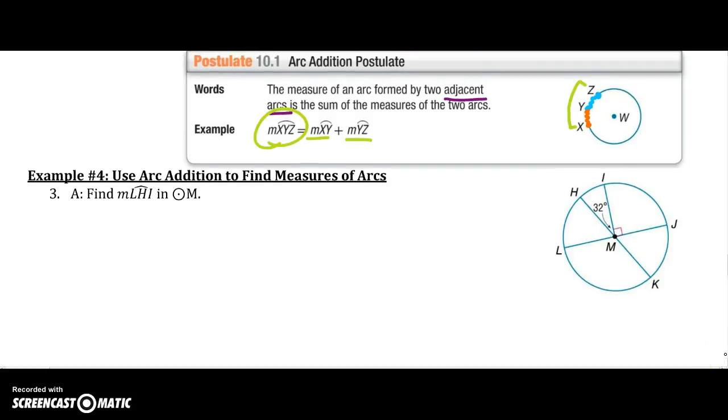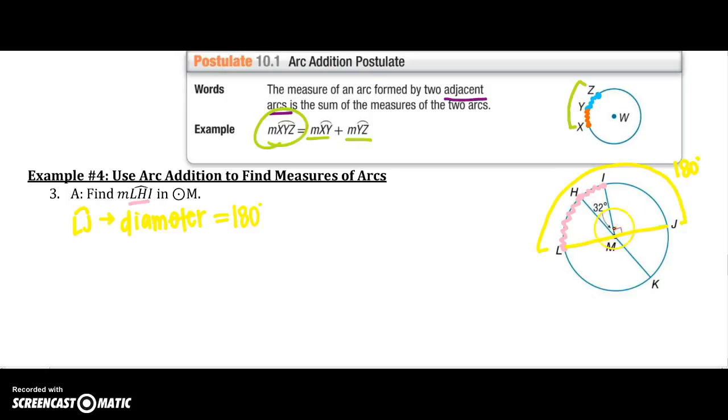Alright, so let's use the arc addition postulate. So I'm going to start at L, I'm going to go to H, and then I'm going to go to I. So I would like to look at that right there. Alright, so I know in my picture that LJ, since it goes through the center, is the diameter. And we know that that makes a 180-degree arc. So I know from J all the way around to L, that is 180 degrees.